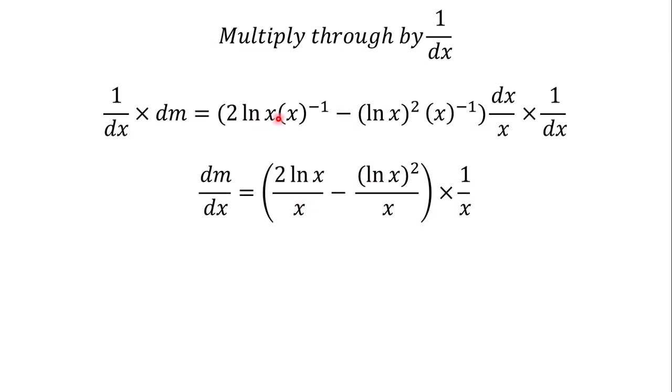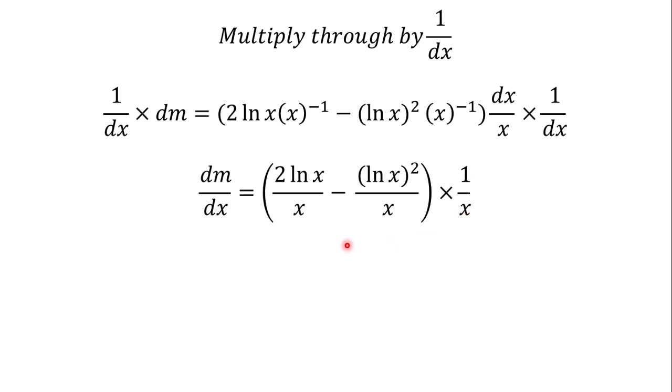So when we change it from this form, that is what we are going to get, and it's all because of the negative index law of indices. This s raised to the power minus 1 here can be written as 1 over x, and we multiply that numerator, which is 1, by 2ln x, and that is what we are going to get. So dm over dx is equal to 2ln x divided by x minus natural log of, in bracket, natural log of x all squared divided by x, multiplied by 1 over x.